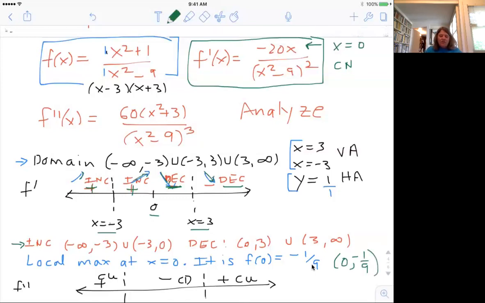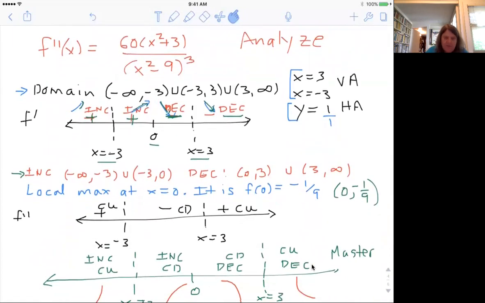All right, next thing we're going to do is concavity. We use the second derivative for concavity. There's my second derivative. Notice here that it's still going to have the problematic points at 3 and minus 3. Those are where the asymptotes were. This will always be positive. X squared plus 3 is never negative. If you square x squared, the very least you could get would be 0. If you add 3, you're always going to get something that's at least 3. And something that's positive times 60 will be positive. So this number up here in the second derivative will always be positive.